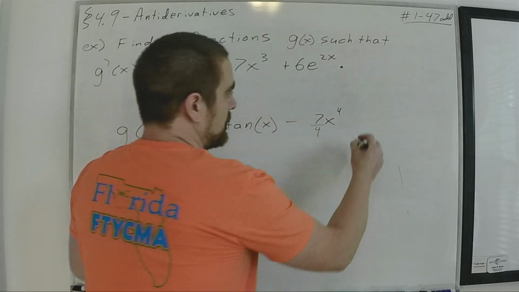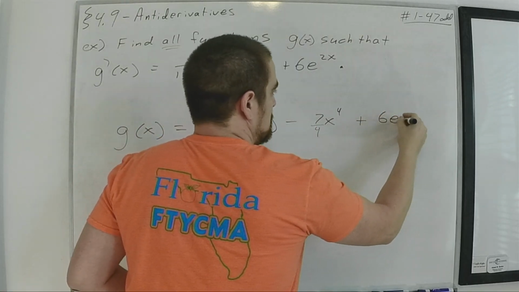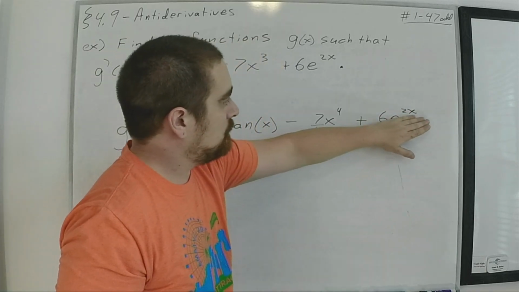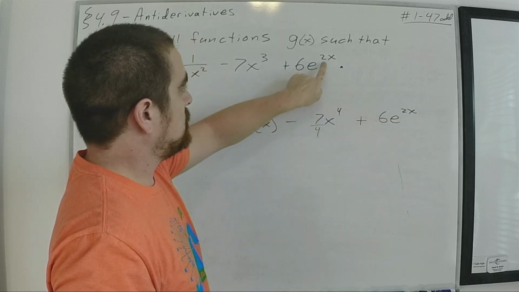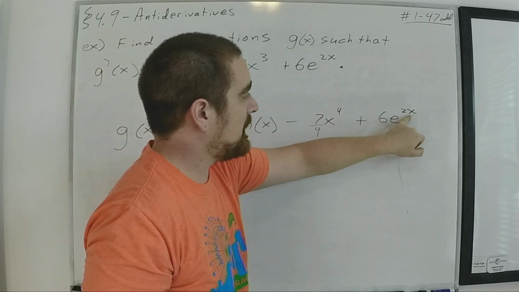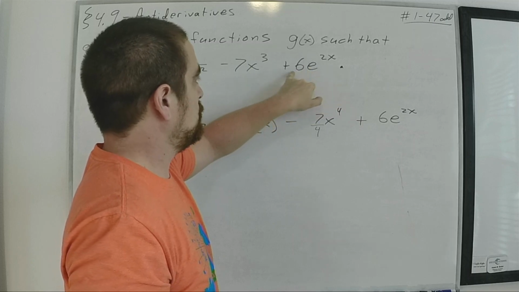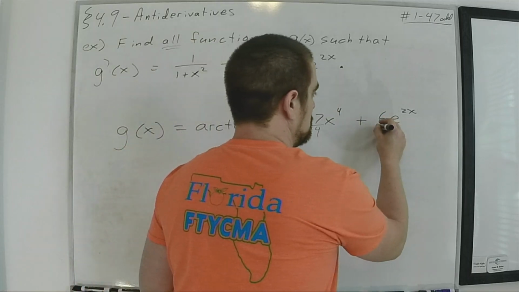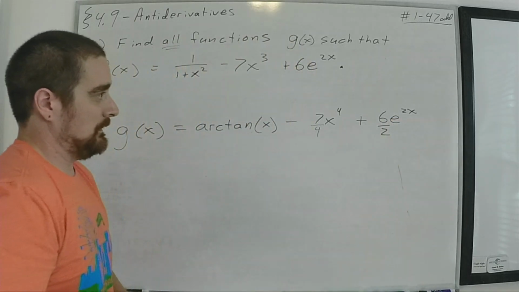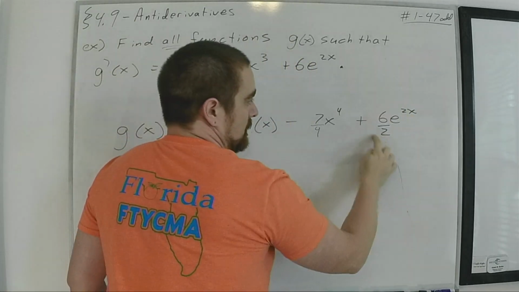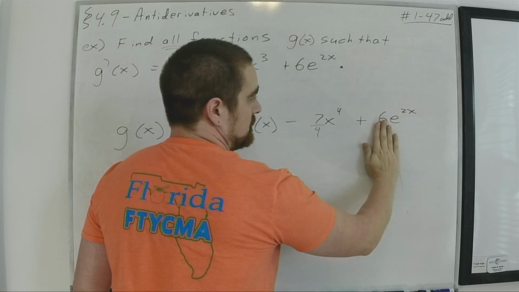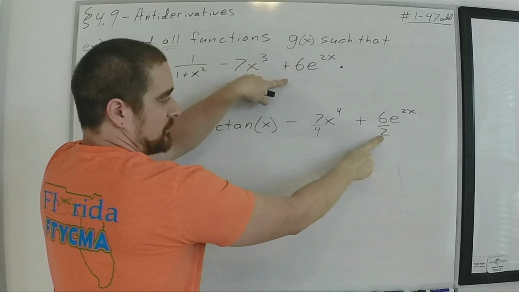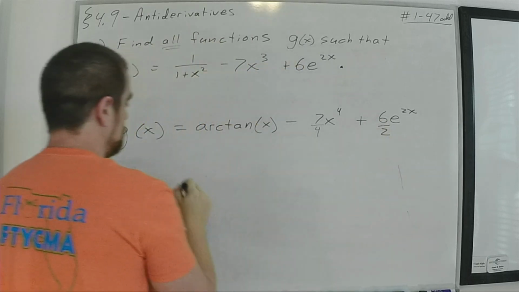Similar situation here, plus 6e to the 2x. Well, when I differentiate 6e to the 2x, I get 6e to the 2x, but then chain rule kicks in and tells me I have to multiply by 2, which would give me 12e to the 2x. So this is too much. I need to divide this by that 2, because when I differentiate this, 6e to the 2x, I'm going to get 6e to the 2x times 2. That extra division by 2 will help cancel out.